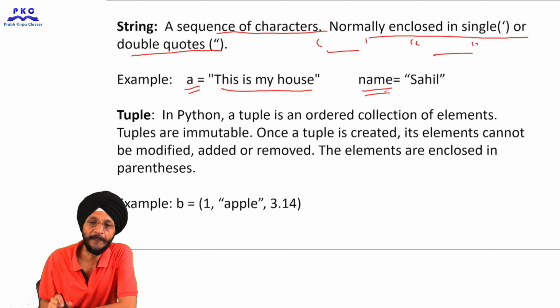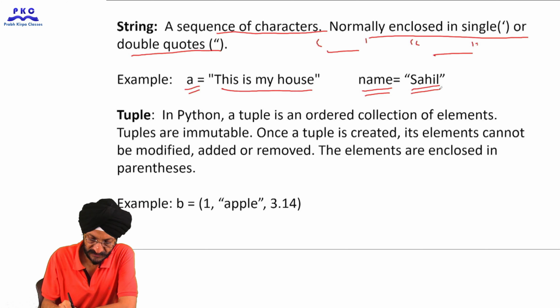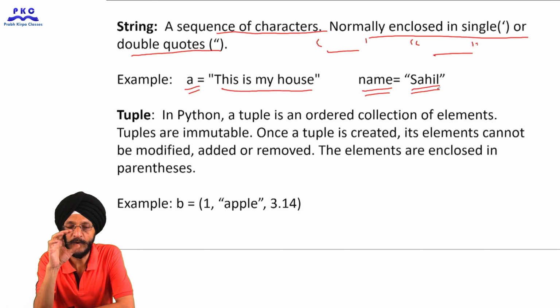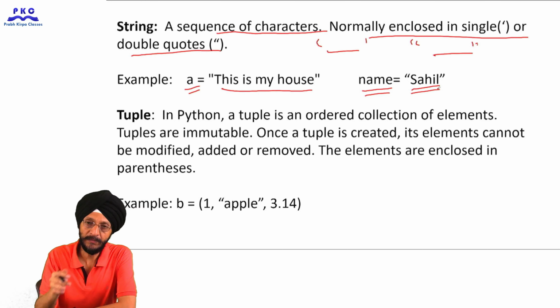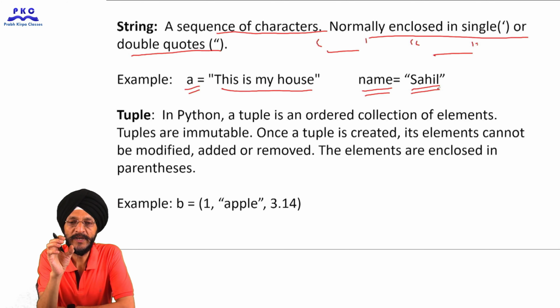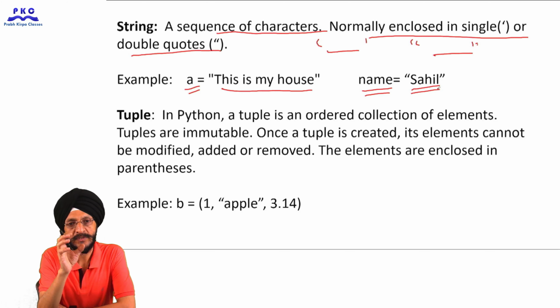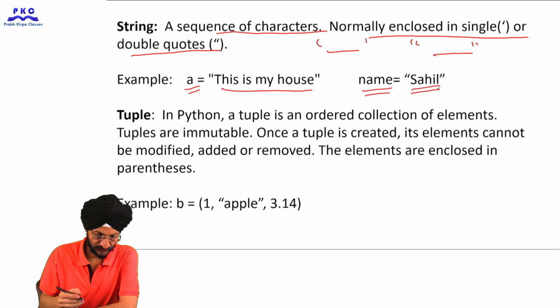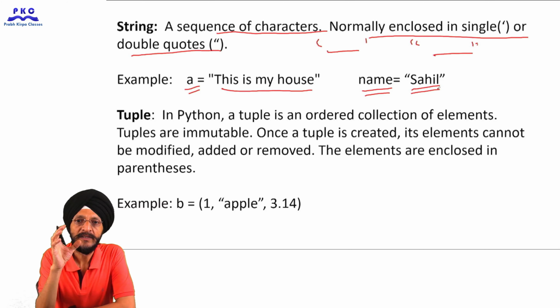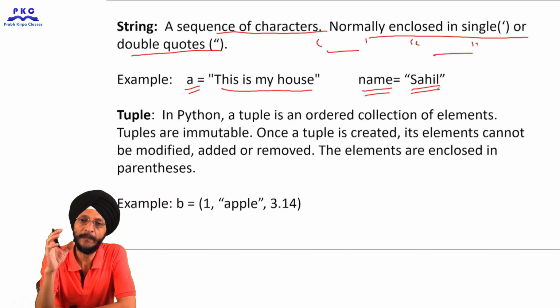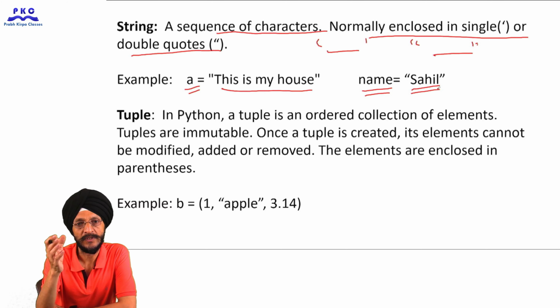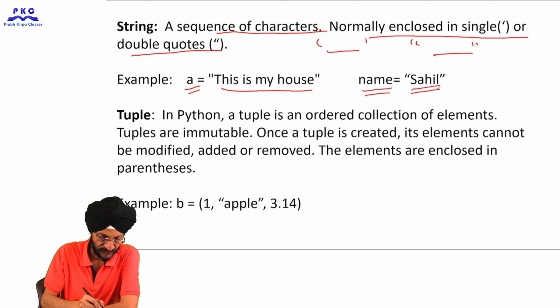Name is a variable and Sahil is a string. It is enclosed in double quotes. It may be in single quotes, but normally it is recommended to use double quotes. However, if you write it in triple quotes, it will also serve the purpose. But normally, in Python, we use double quotes or single quotes.